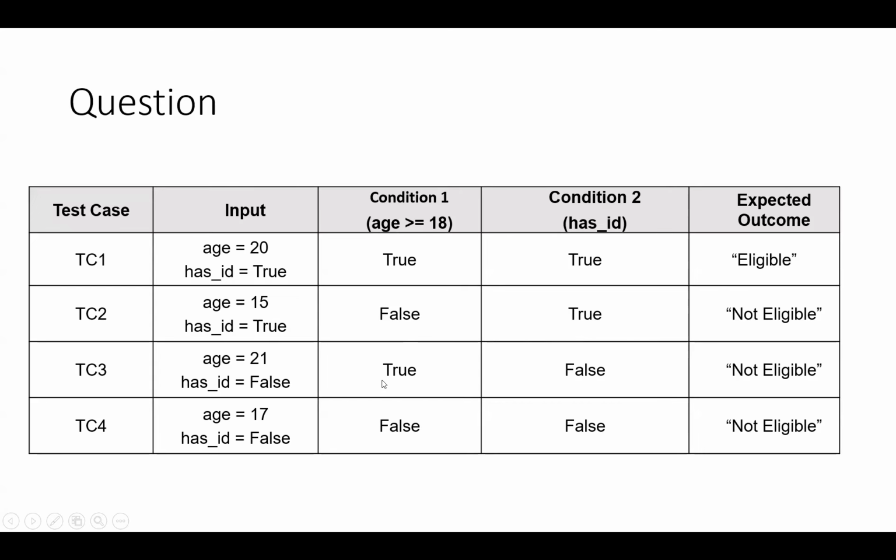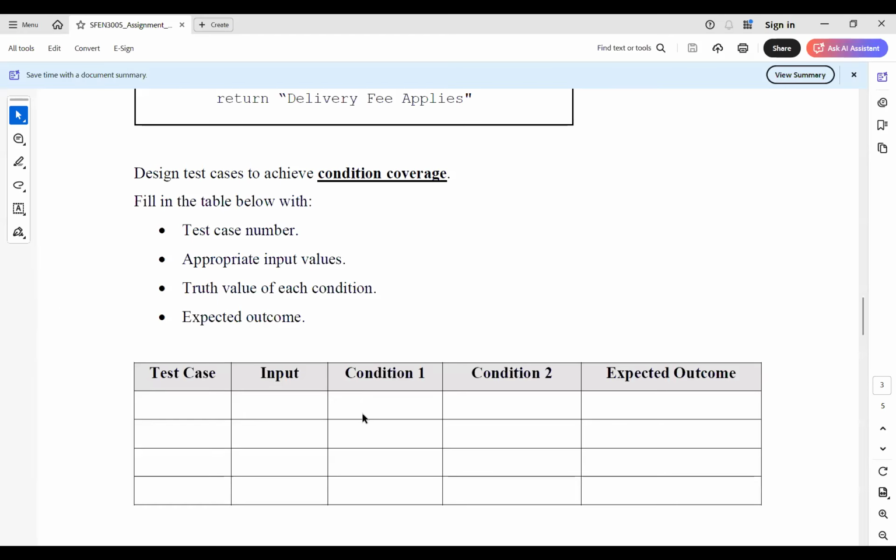In this case, where they're older than 18, but they don't have an ID, right? So that is true, false, not eligible. And then when both conditions are false, right, you are going to get not eligible also. So very similar, you will apply this concept to this question, and then you complete the table. It's okay? Yes. Yeah? All right. Okay.